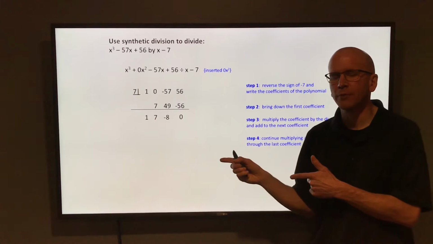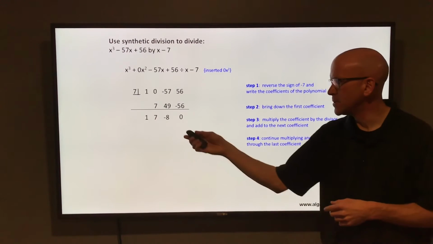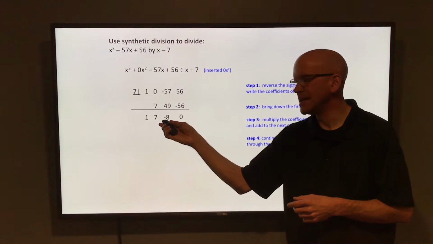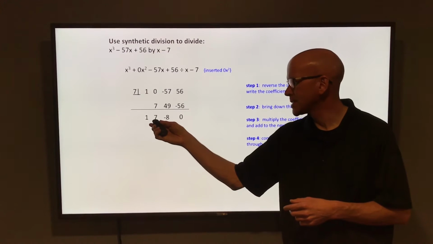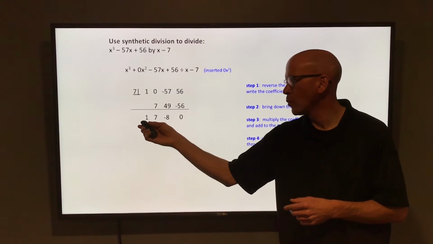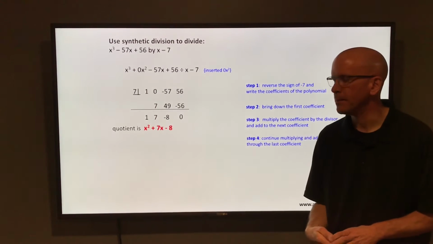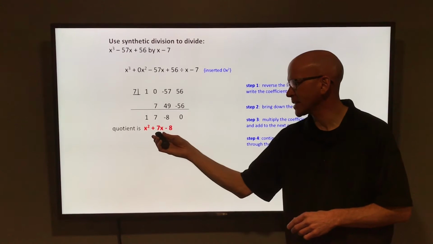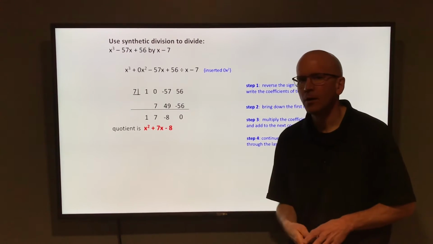Remember, those are the coefficients of the answer. 0 is the remainder, negative 8 is the constant term, 7 is the coefficient of x, and 1 is the coefficient of x squared. So we have x squared plus 7x minus 8 as the answer when we divide.